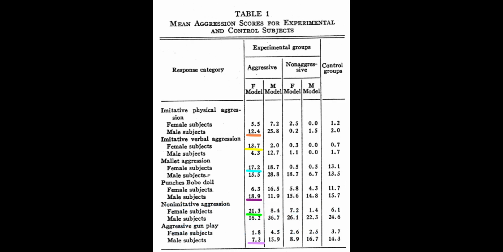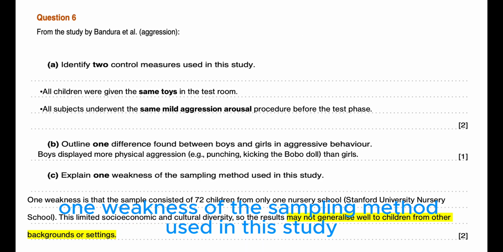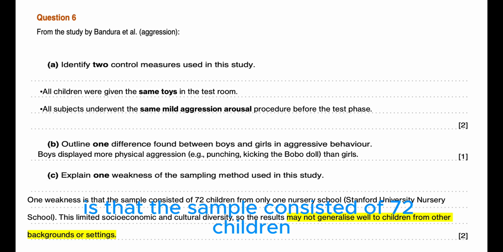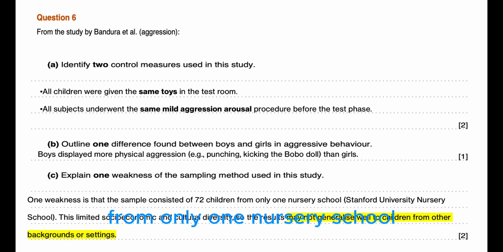C. One weakness of the sampling method used in this study is that the sample consisted of 72 children from only one nursery school, Stanford University Nursery School.